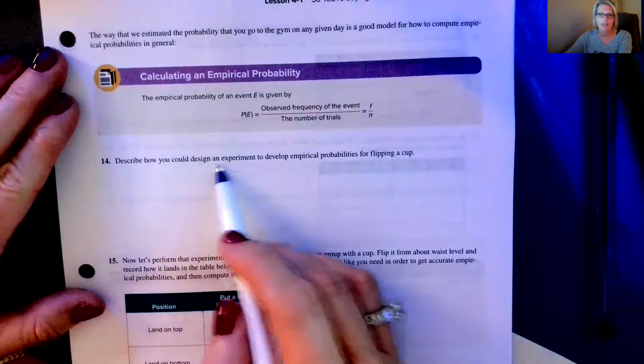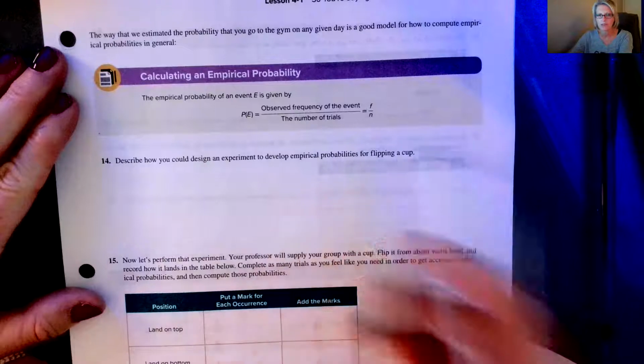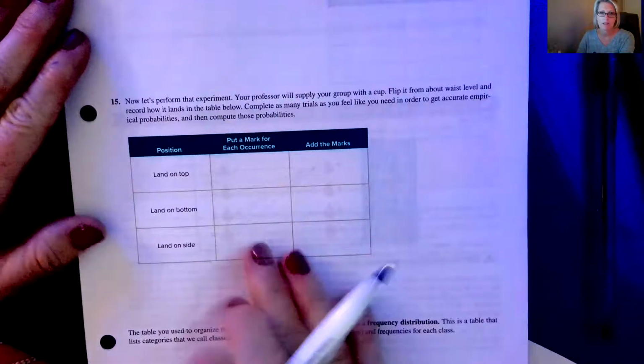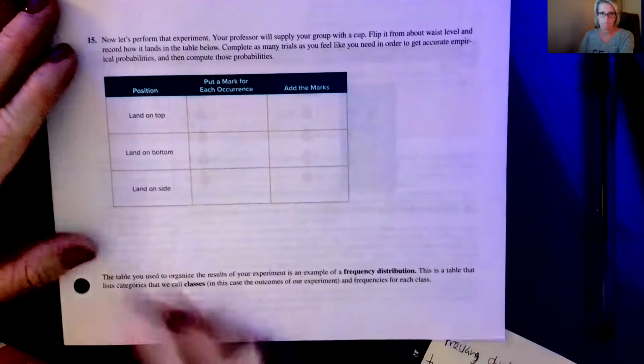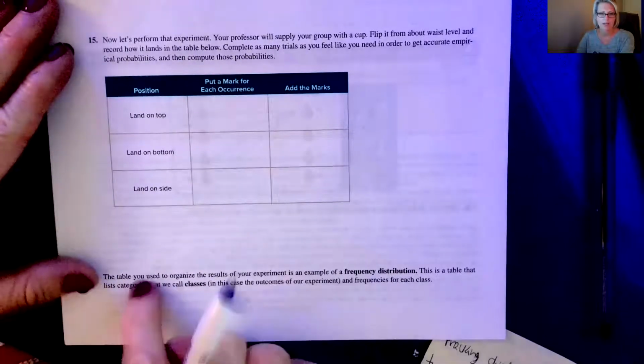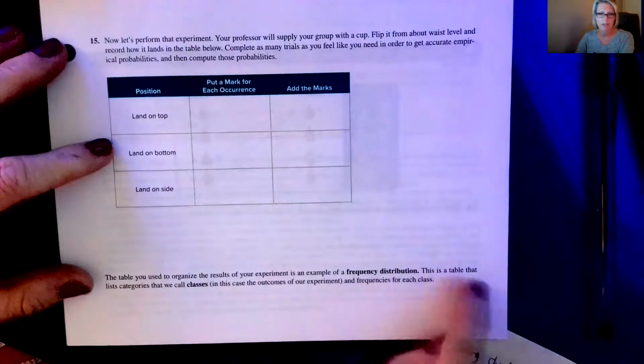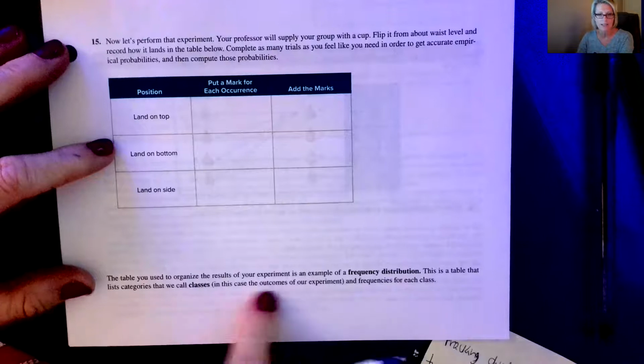It says, describe how you could design an experiment to develop empirical probabilities for flipping the cup. So we could take 10 cups and flip them, right, and see how they land. But we have to make sure, and we can mix it up with lots of different people doing it. So different skill levels, that would be important, right? And then you'd have to tally how this would happen. I am not going to do that, but that's what you would do. The table that you would organize with these tally marks of how it landed would be your frequency distribution. This is a table that lists categories that we call classes, in this case the outcomes of the experiment, and frequencies for each class.